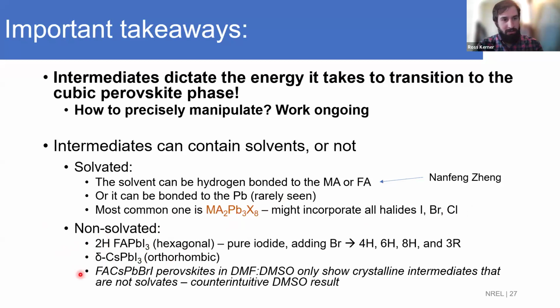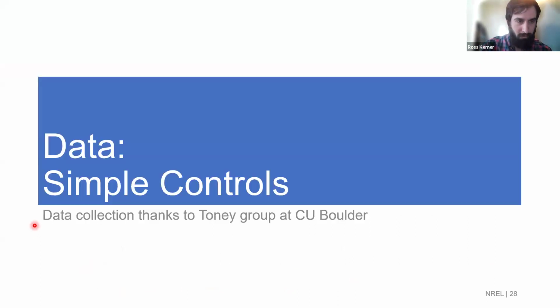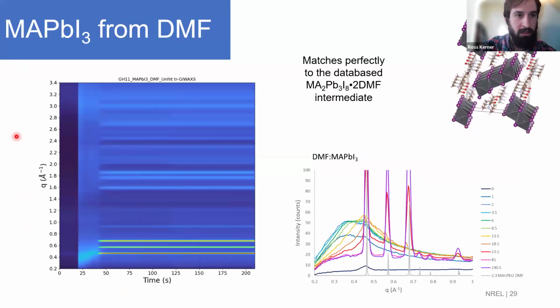And what I'll show you in the next couple slides, but I've already shown you the first piece of literature on this, is that these FA-cesium lead iodide bromide perovskites from DMSO show crystalline intermediates that are not solvates, which I found somewhat counterintuitive and surprising, but the evidence is overwhelming. So here is where I'll dive into data confirming this. These are our preliminary measurements, basically getting our feet wet in the field, and I'll thank the Mike Toney group at CU Boulder for helping take most of these measurements.